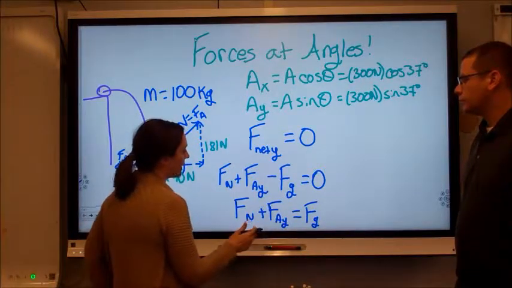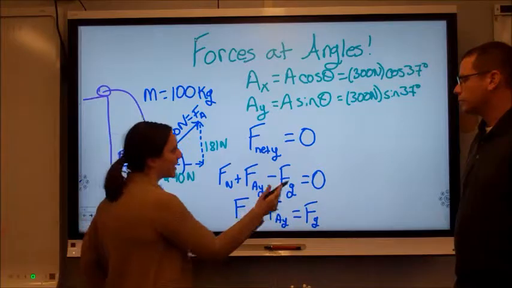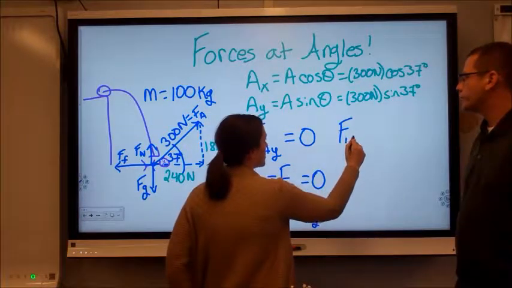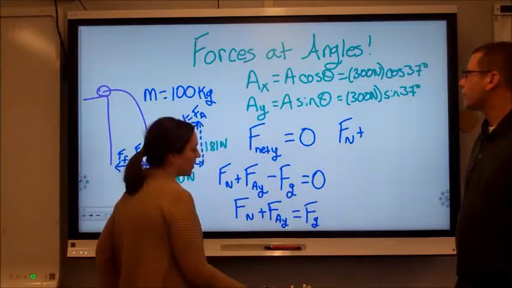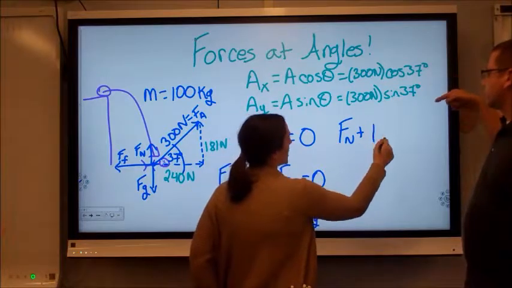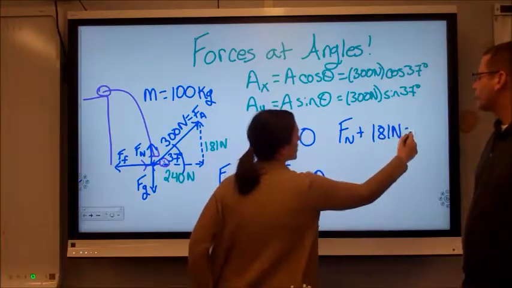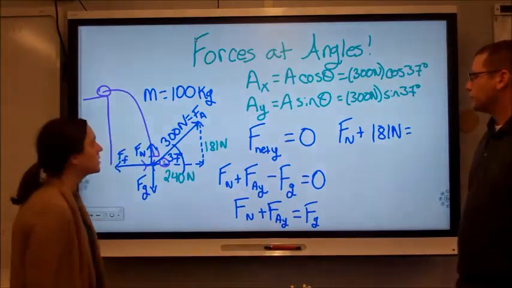So if we want to go ahead and solve that and try and figure out what our Fn is, when I go to plug that in, I have Fn, our normal force, plus our 181 newtons in the y direction, and that's going to equal his weight.